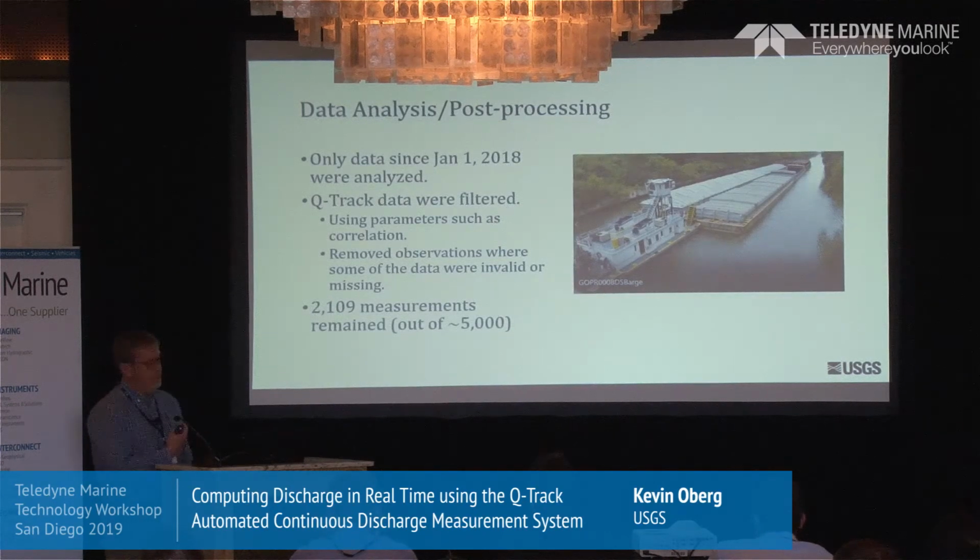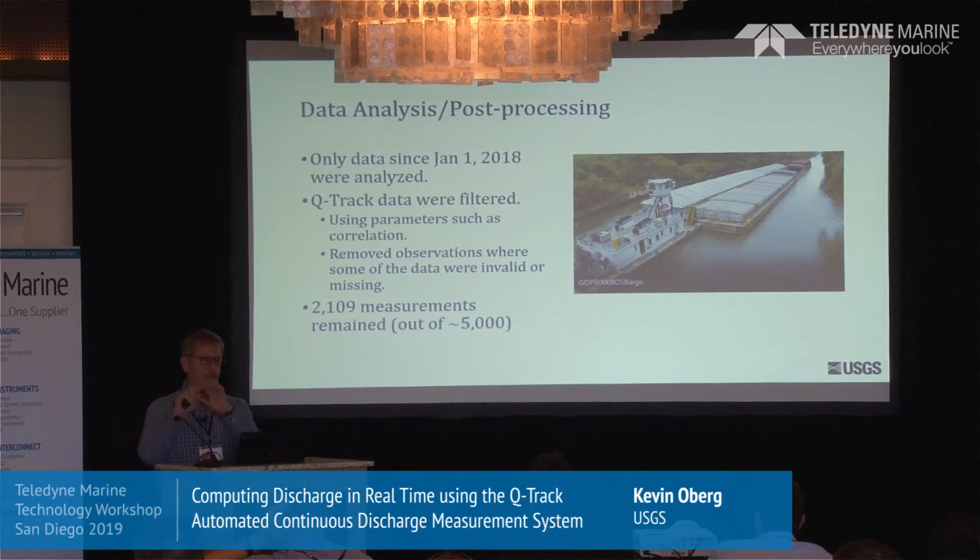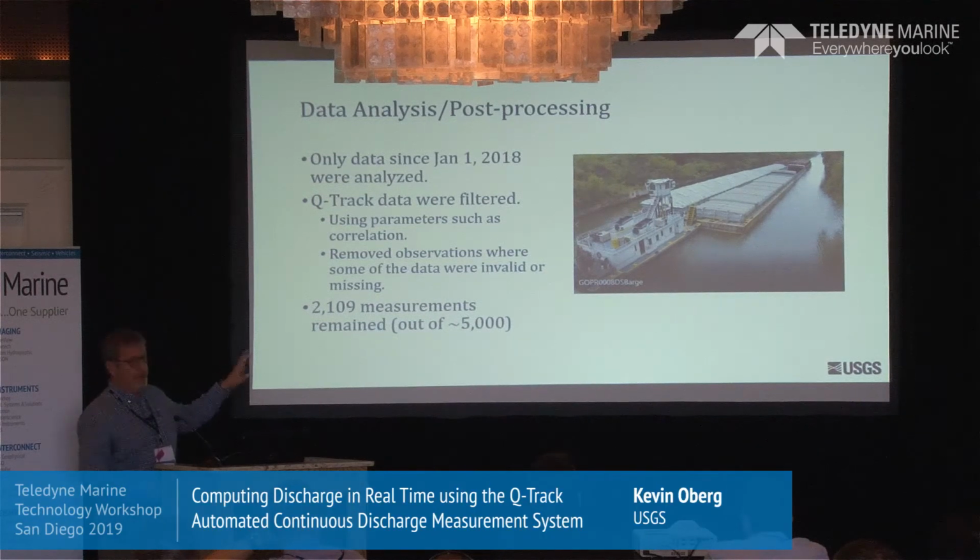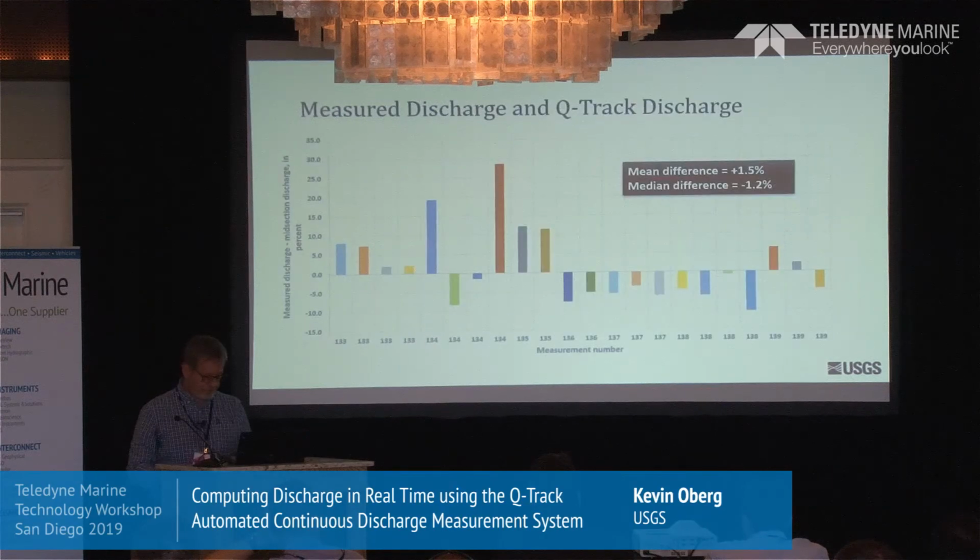So what have we done to date? We've analyzed data from January 2018 to date. We filtered out data to remove obviously erroneous values. If we had any data that were invalid or missing, so if you think about 10 cells across the water column or at the various points in depth, if any of them were not there, we didn't include that in our analysis. The point was to try to do an accurate comparison. We were left with 2,100 measurements out of 5,000. And this is the result.